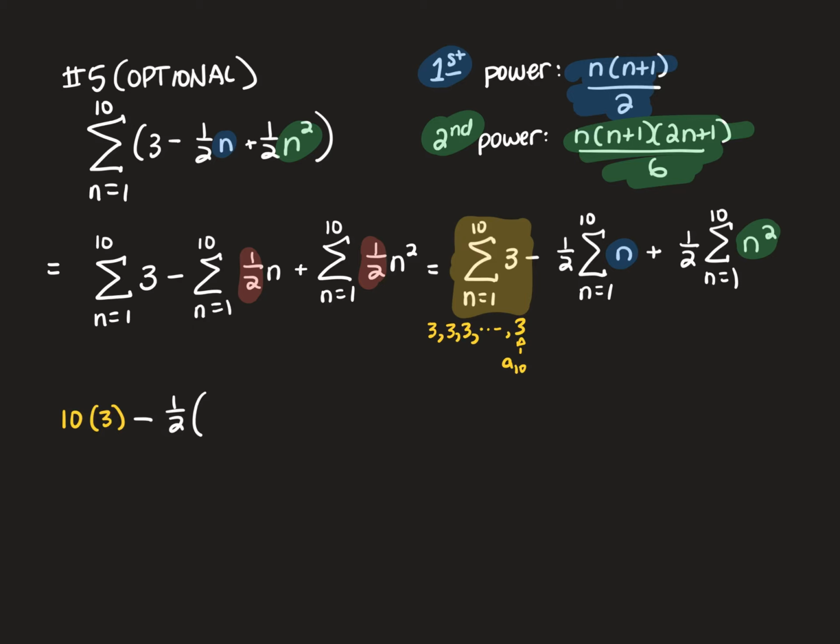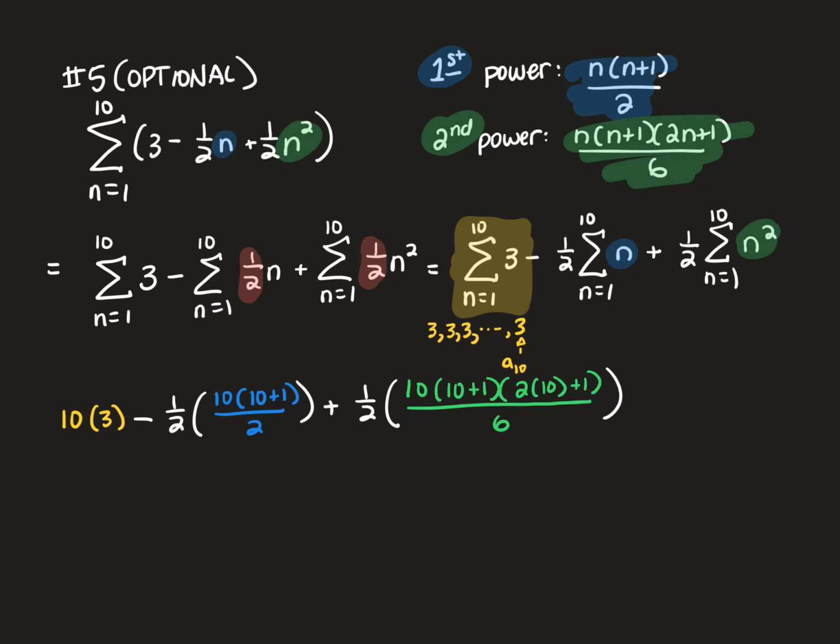Then we're going to subtract from that 1/2 of the sum for that first power. So the sum of the first power, substituting 10, because that's our highest value of n, ends up being 10 times 10 plus 1 all over 2. That's our first power sum. And then plus 1/2 times, now we use that second power sum, and again replace all of our n's with 10s. So we're going to have 10 times 10 plus 1 times 2 times 10 plus 1 all over 6.